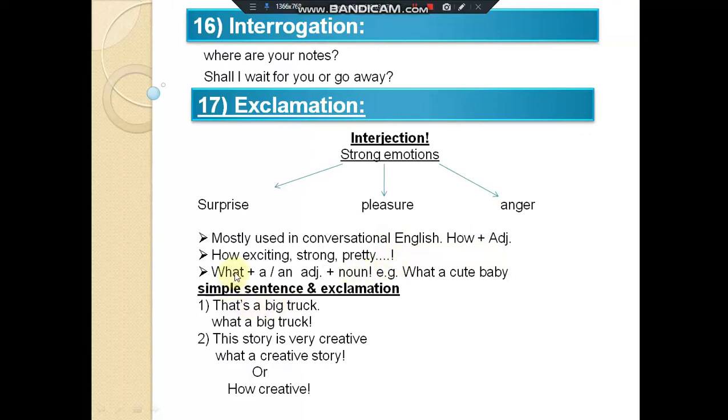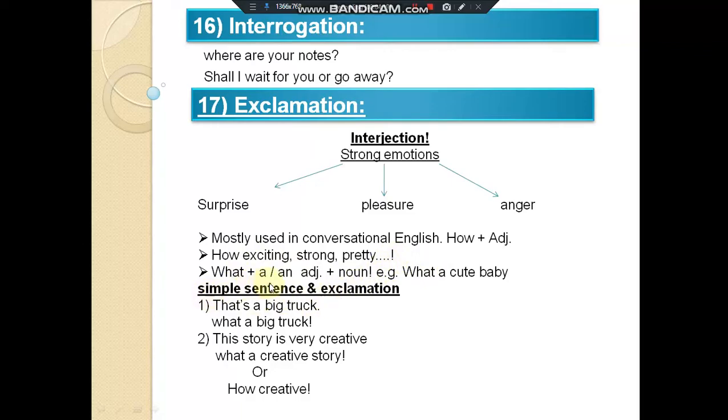Then we can replace how with what plus an adjective, and obviously a noun would be there, because an adjective always qualifies a noun. For example, what a cute baby. What again, then cute is an adjective, and baby is a noun. So it means that with how and with what, we can form expressions of exclamation, and at the end this exclamatory sign must necessarily be used.